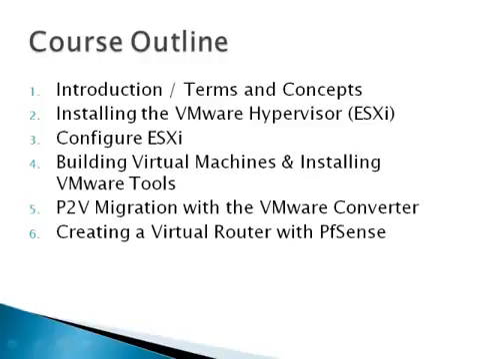Next, in Module 2, we're going to install the VMware Hypervisor. In Module 3, we're going to configure the VMware Hypervisor, also known as ESXi. Module 4 is building virtual machines and installing VMware Tools. In Module 5, we do a P2V migration with the VMware Converter. Last, in Module 6, we're going to create a virtual router with pfSense so your ESXi can be a multi-purpose host for virtual machines as well as a router and firewall.